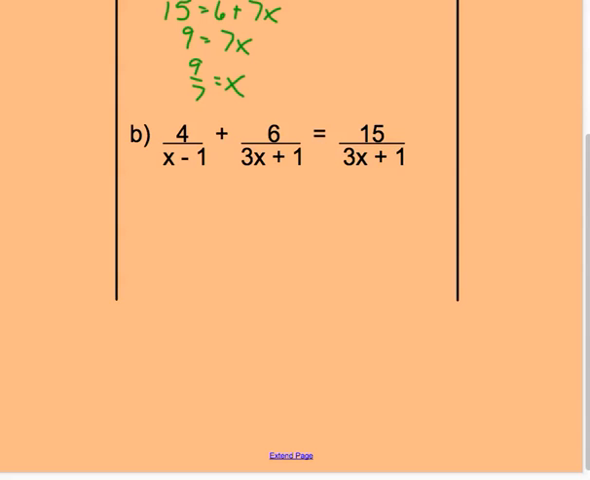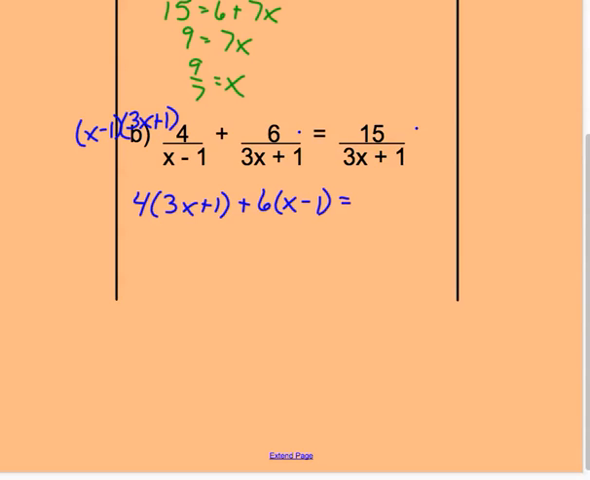Now the common denominator on this one is quite a bit more complicated than the common denominator on the last one. So we're going to have to multiply everything by the quantity x minus 1 times the quantity 3x plus 1. So think about multiplying all three of those by that same denominator. The first term, the x minus 1's will cancel. So we're left with 4 times the quantity 3x plus 1. The second term, the 3x plus 1's cancel. So we've got 6 times the quantity x minus 1.